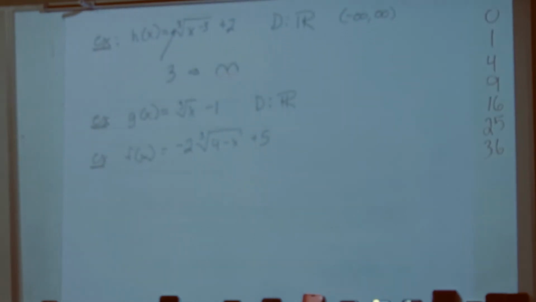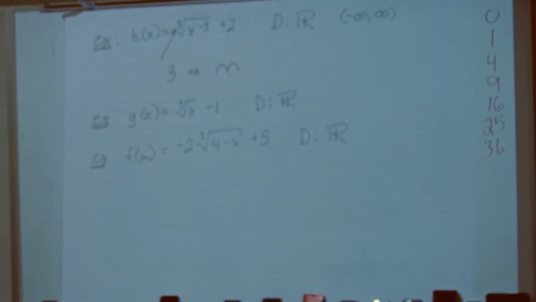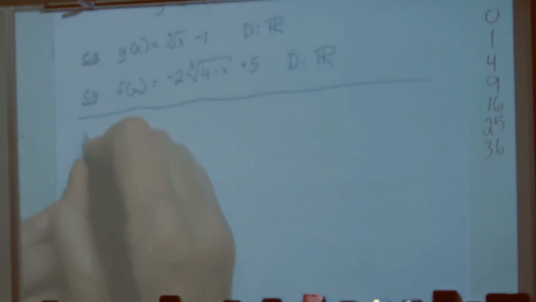What's my domain? All real numbers. As soon as you see the 3, it rhymes with infinity. Okay, so that's your domain. When you're just looking at a cube root function, you can just look at it and go, oh, it's all reals. We're not graphing just yet.